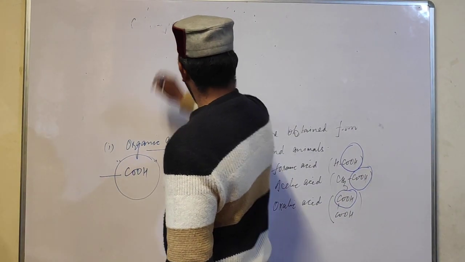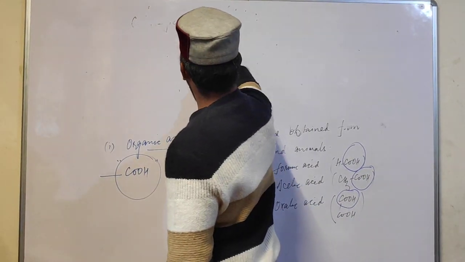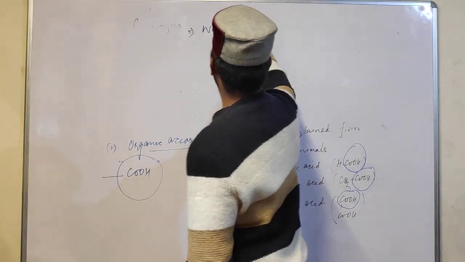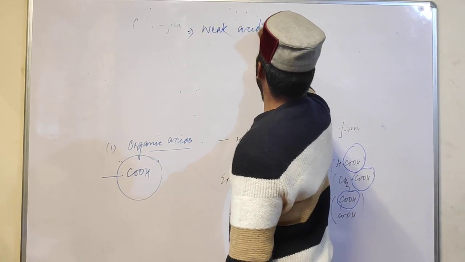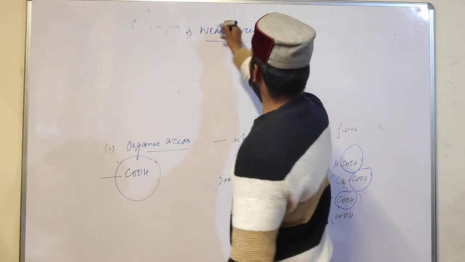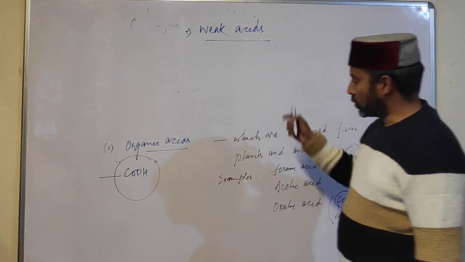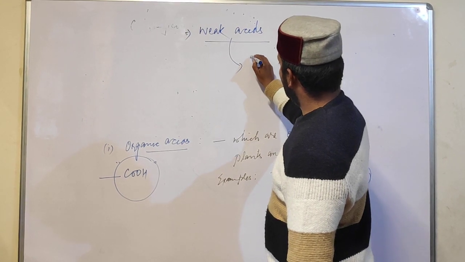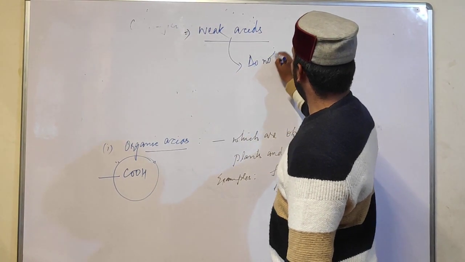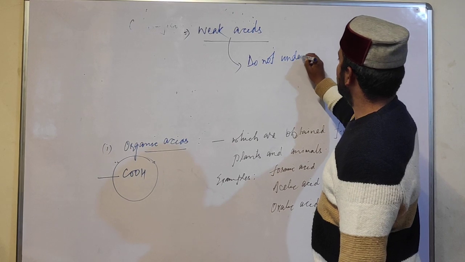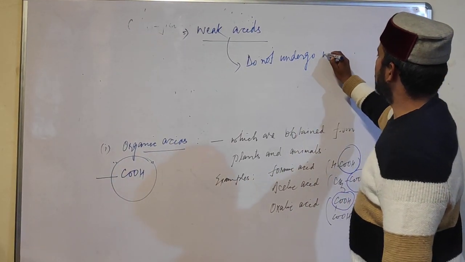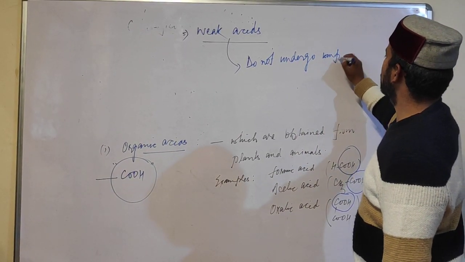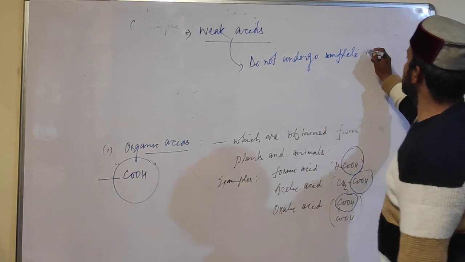Now next point about organic acids is generally these are weak acids. Now what do you mean by weak? So students, weak here means that these do not undergo complete ionization. These do not undergo complete ionization in aqueous solution.